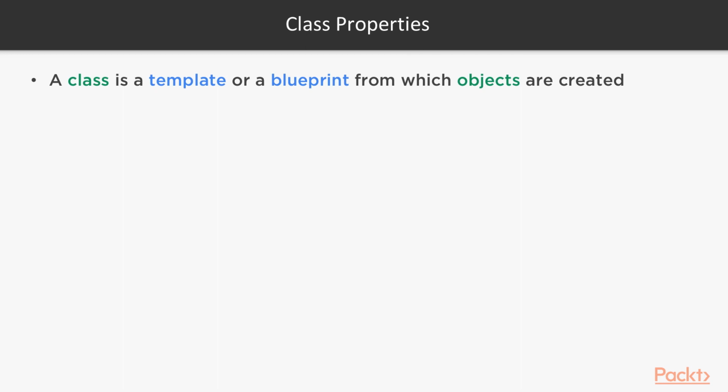So at the end, let us define the properties of a class. A class can be defined as a template or a blueprint from which objects are created. And also remember, by default, all the classes are final and public in nature. Now regarding this point, I will come to it shortly in my upcoming videos. So as of now, just remember it.